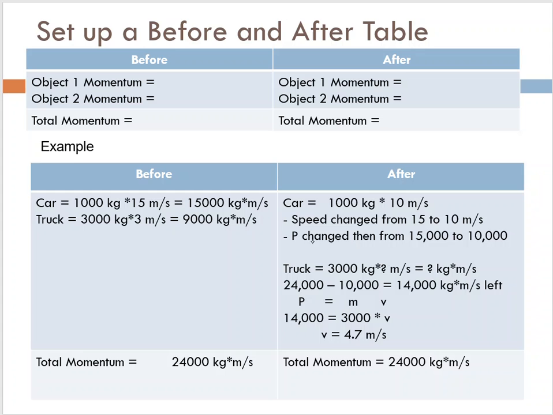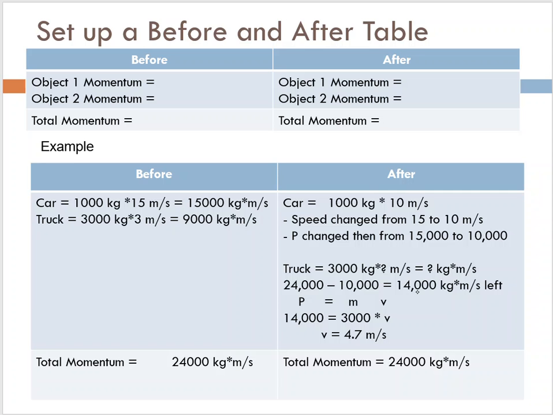So that tells us the momentum changed then from 15,000 to 10,000 here. It was originally 15,000, it's now changed to 10,000. The truck has 3,000 kilograms, but we don't know its speed. So what we can do is say beforehand we had 24,000 kilogram meters per second of total momentum. The car has 10,000 kilogram meters per second of that 24,000.